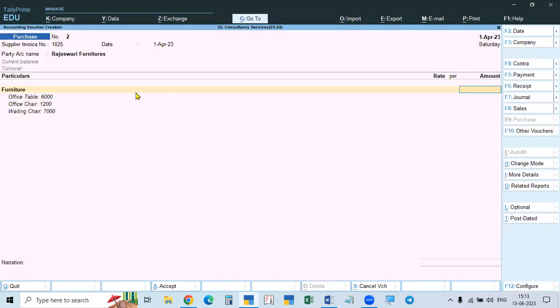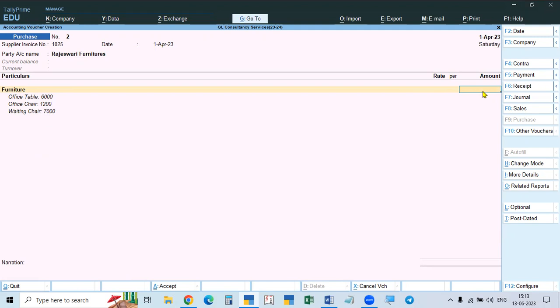Again enter. See here, below the furniture, instead of opening separate accounts or giving it in the narration, whenever you open the furniture account, it will be visible. All the details are given here. See the total: 6,000, 7,200 plus 14,200. We can type here 14,200.